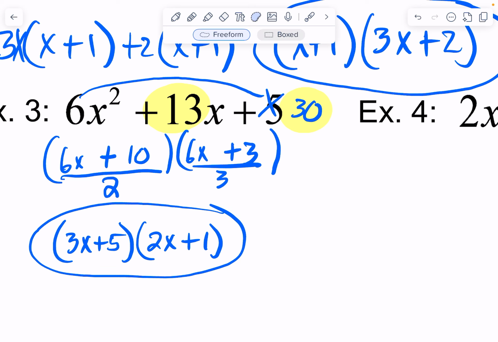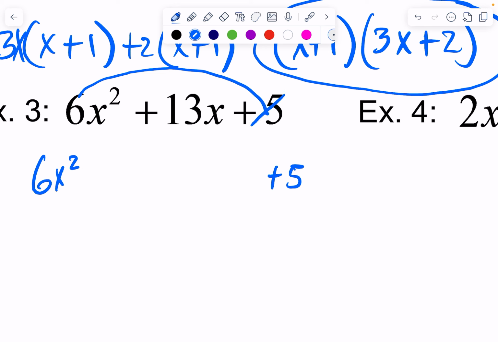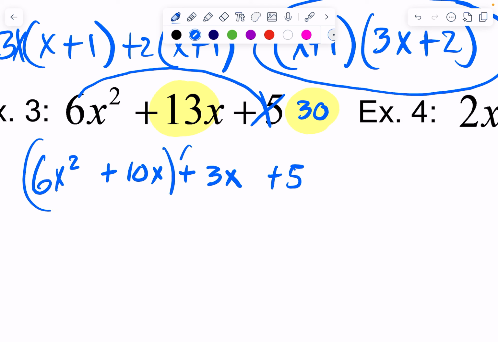You don't like the cubic method, you want to go grouping, no worries. Go ahead and separate your first and last term. Then once again, multiply a times c to find a new c of 30. Then ask your question, what times what is 30, but when added together is 13x? We've got a positive 10x plus 3x. Then we're going to go ahead and group.